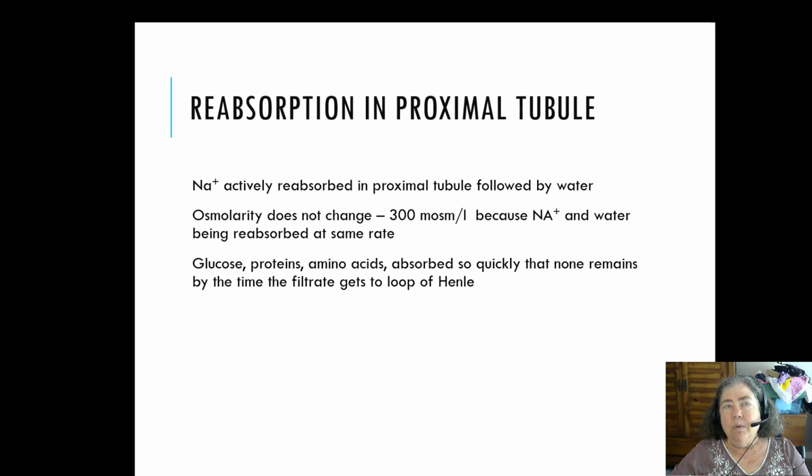Now, why would we not be able to reabsorb all the glucose? Well, if there's a lot of glucose in the filtrate, say in somebody with diabetes with a blood sugar of 200 or 250, there are only so many cotransporters, and you can saturate the cotransporters in the proximal convoluted tubule, and if you can't reabsorb all the glucose, it's going to make it to the loop of Henle. But under normal circumstances, it is all reabsorbed before it gets to the loop of Henle.